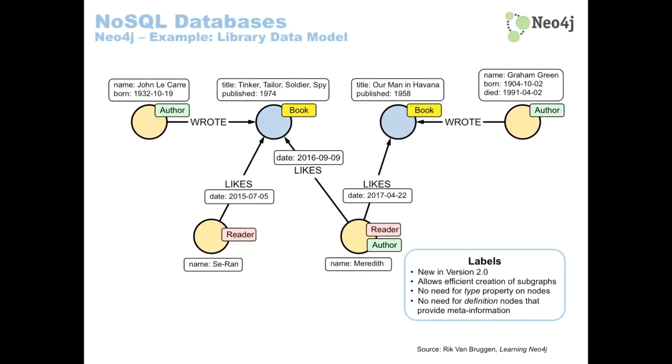One of the things that was kind of difficult in the early version of Neo4j was you had to specify some sort of a property inside the node indicating what type of node it was, or you needed a definition node, like for what a book is, and then have all of the book nodes point to that definition node that contained meta information about that type of node. And so the labels made things a lot easier.